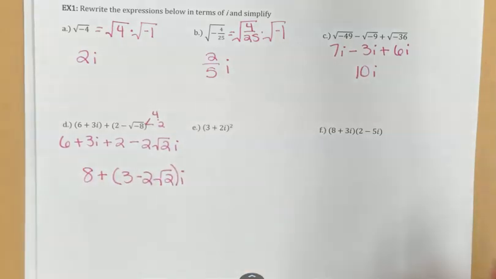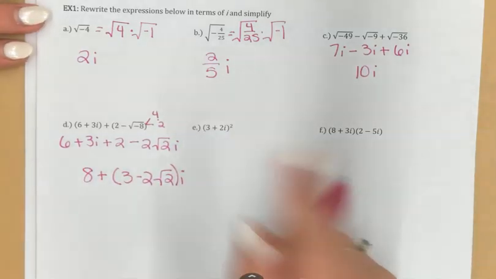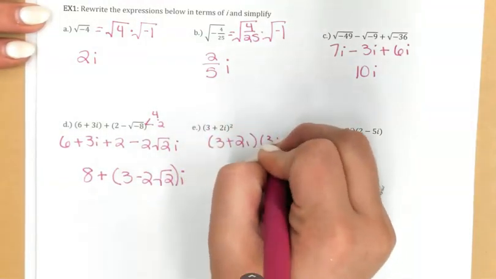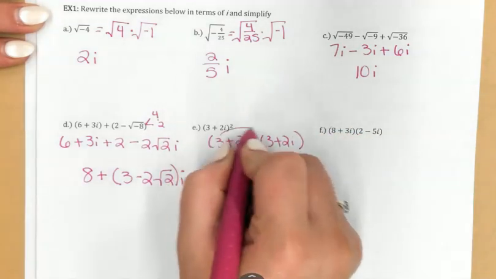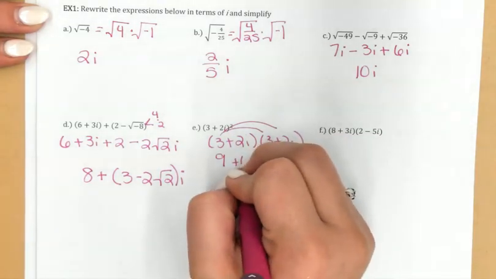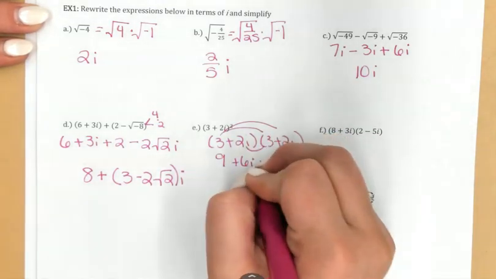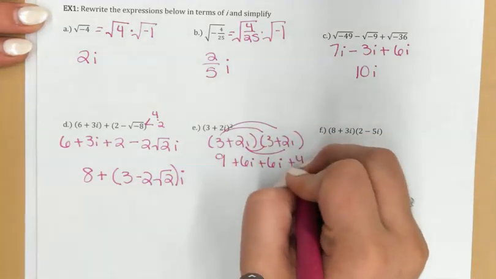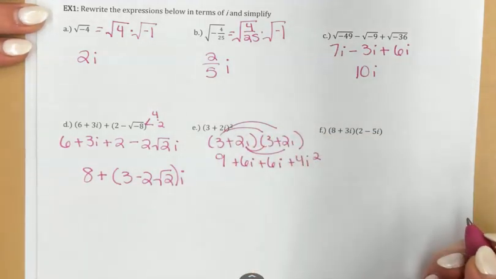On to part E, I'm squaring a binomial, which means I'm multiplying it by itself, so I have to FOIL. 3 times 3 is going to give me 9. 3 times 2i gives me 6i. 2i times 3 gives me 6i. And 2i times 2i is 4i squared.